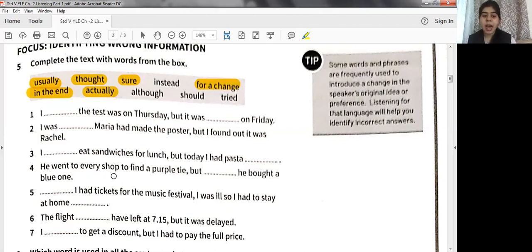Fifth one, dash I had tickets for the music festival. I was ill, so I had to stay at home. What will be, students? It will be although. So you will write a capital. Although I had tickets for the music festival, I was ill, so I had to stay at home instead. Okay, this one instead.